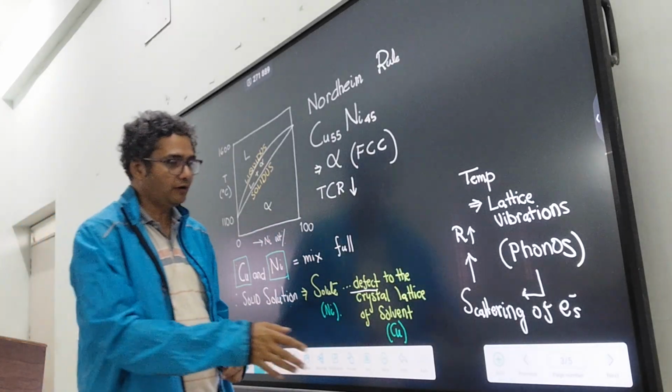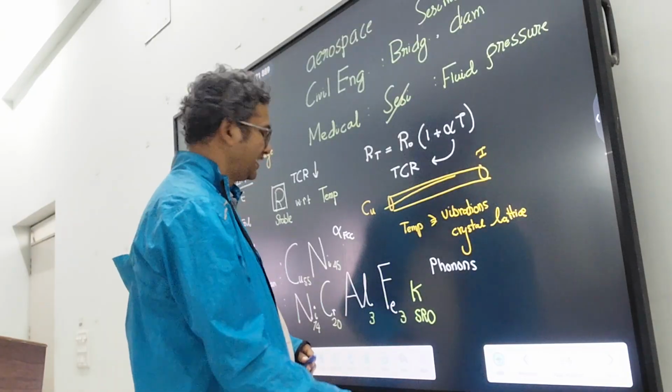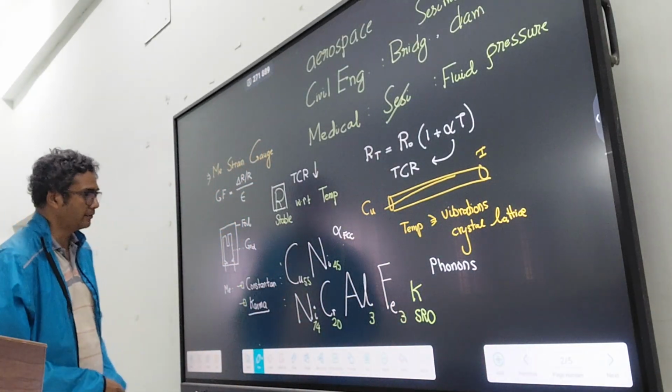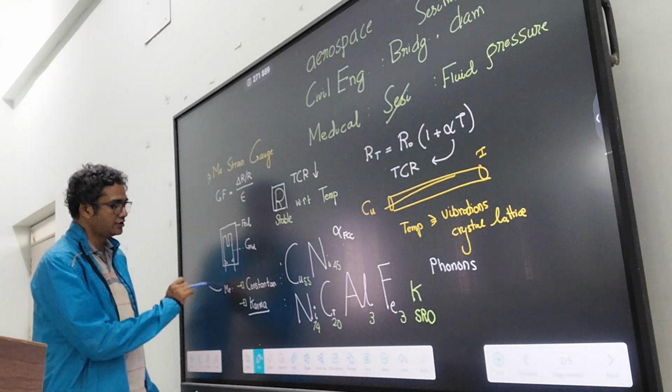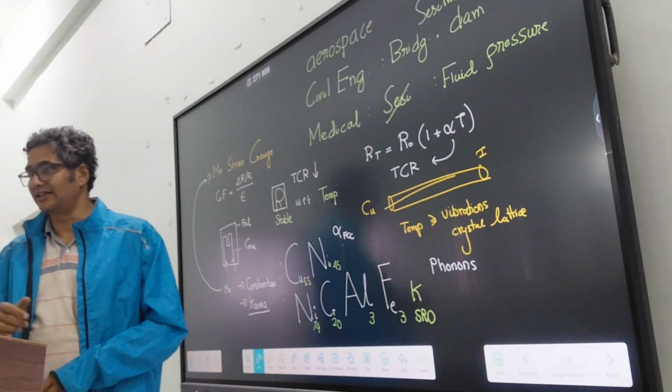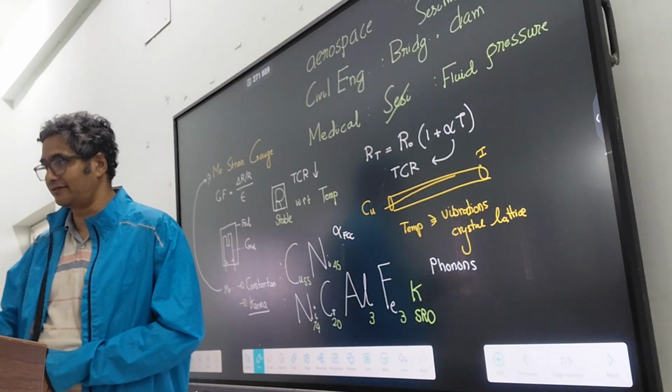So both of these alloys, one is the constantan and another one is karma, are used in metallic strain gauges where we are detecting the strain.